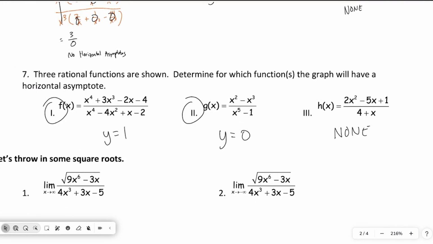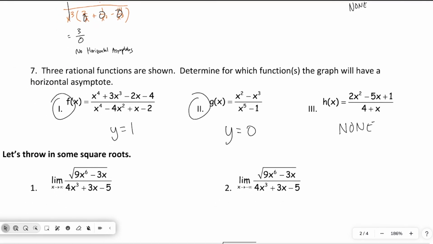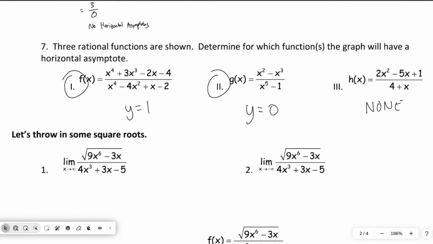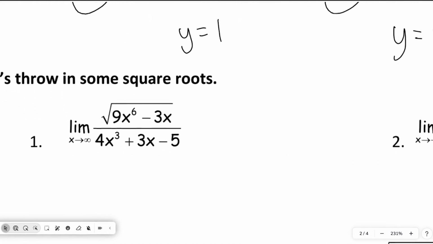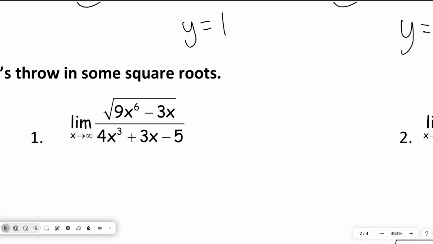Now let's throw in some square roots. This is where it looks a little bit more complicated. The notation here says limit as x approaches infinity, but we're really answering the same thing. What's the horizontal asymptote? There's a little bit of an issue here, though.